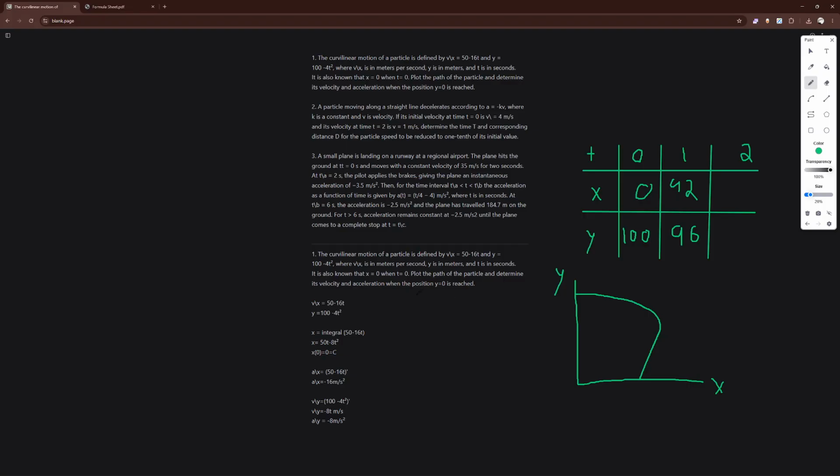Now we need to find the velocity and acceleration when the position y equals 0 is reached. That is really easy. We go back to our equations.